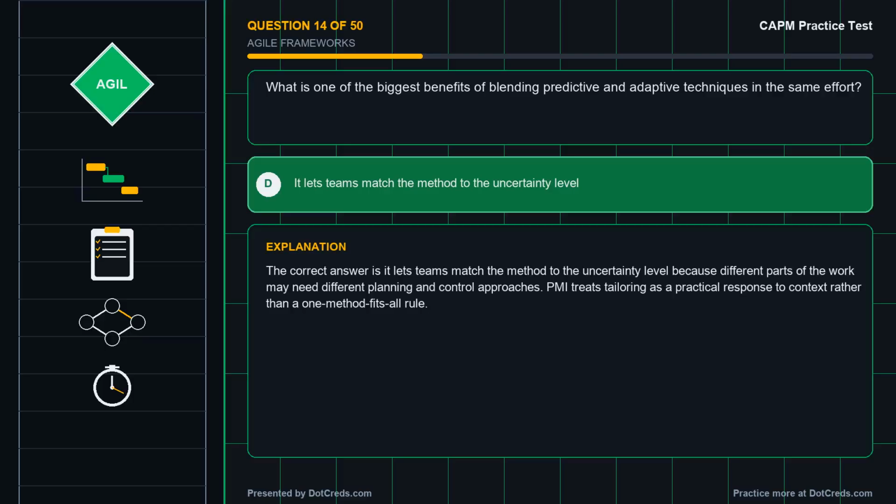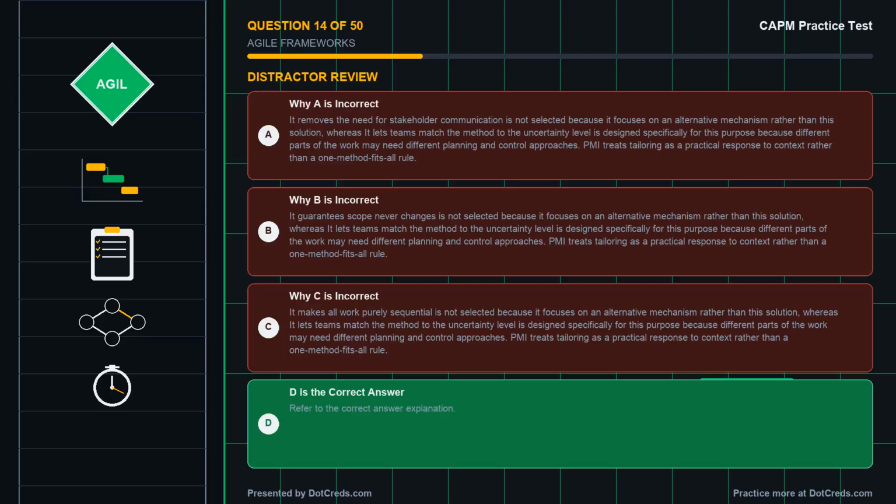Correct answer, D. It lets teams match the method to the uncertainty level. The correct answer is it lets teams match the method to the uncertainty level because different parts of the work may need different planning and control approaches. PMI treats tailoring as a practical response to context rather than a one-method-fits-all rule. Take a moment to review why the other options are incorrect.